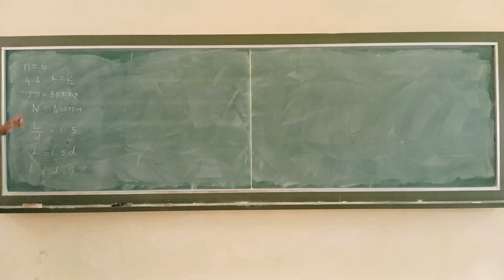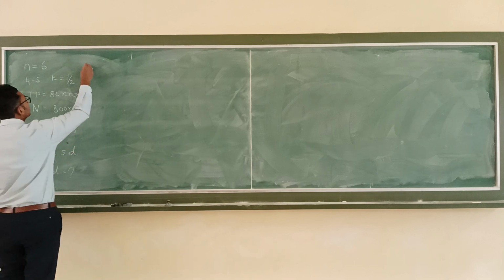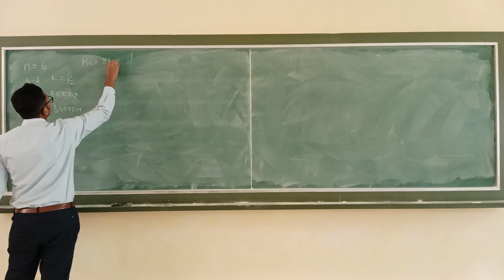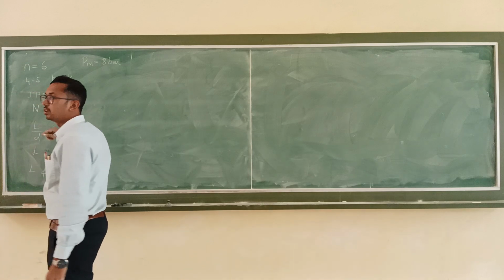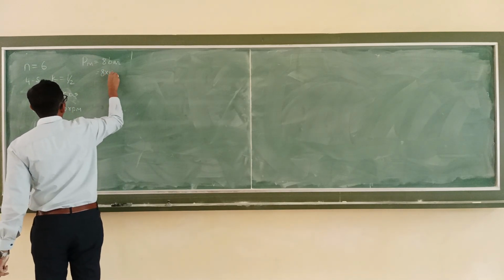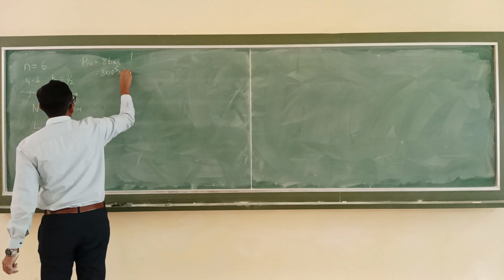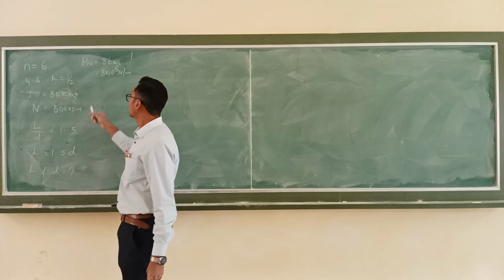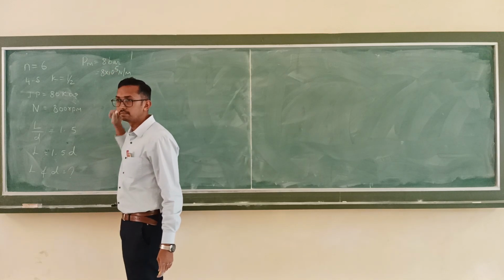See, they are given the indicated power. And also I think they are given the pressure, right? Mean effective pressure. Yes, how much? 8 bar. So this has to be converted to Newton per meter squared. So it will be 8 into 10 to the power of 5 Newton per meter squared. So this is how we convert from bar.